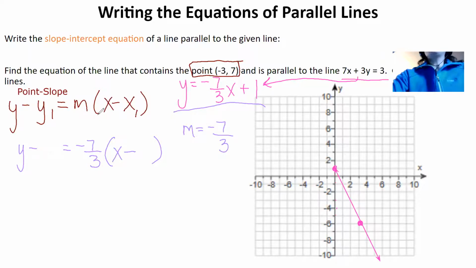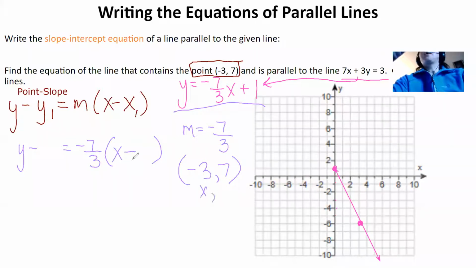Now I'm going to take the point -3, 7 that they want this new equation to go through, and I am going to plug it into my formula. Since the -3 is my x value, that goes next to my x. Oh, and minus a minus turns into a plus. And then y is my 7, so that goes in next to the y. So this is my formula.